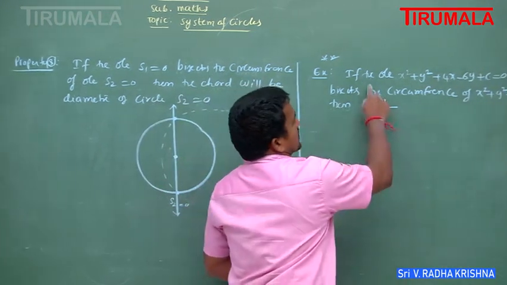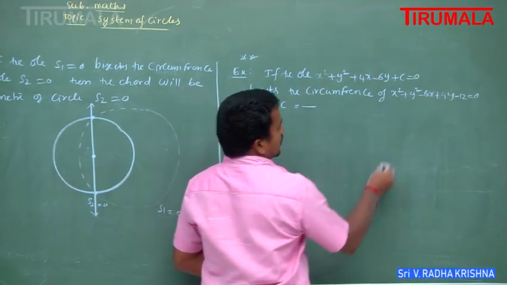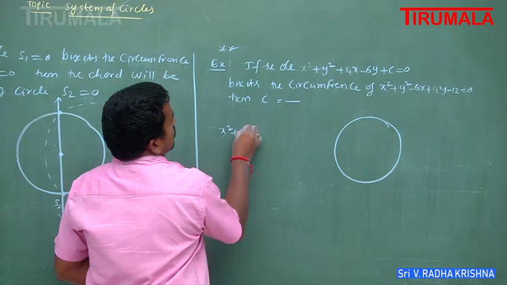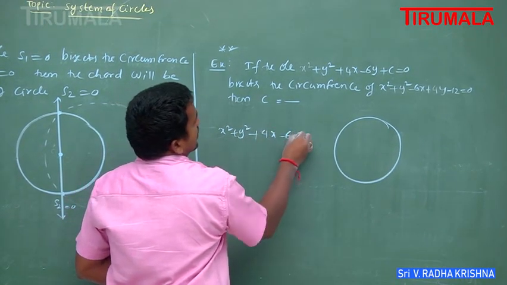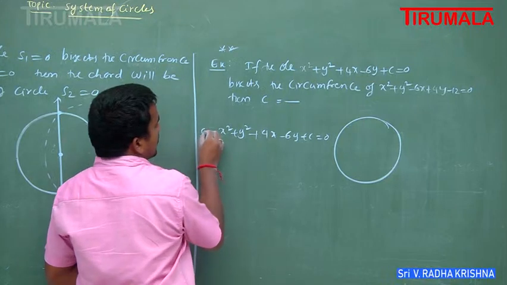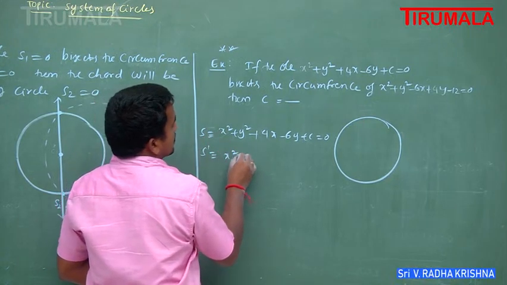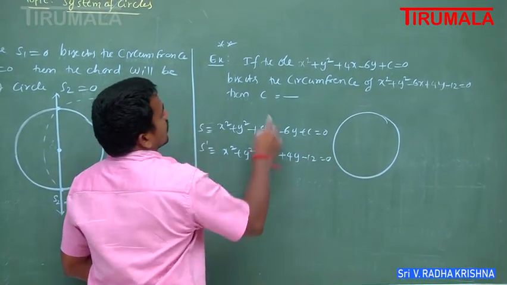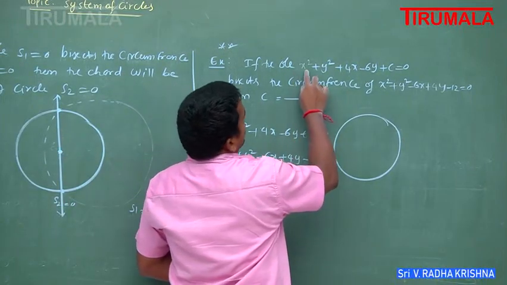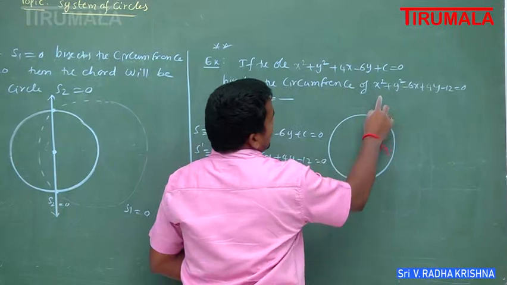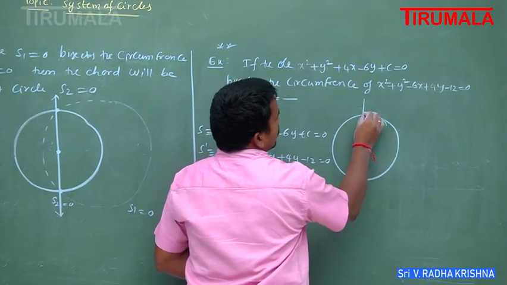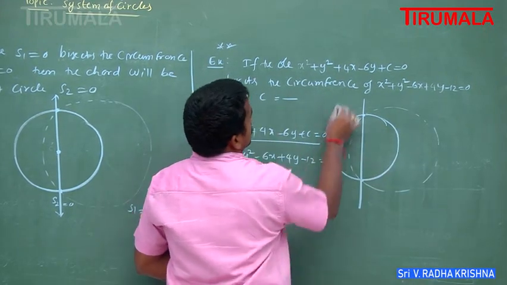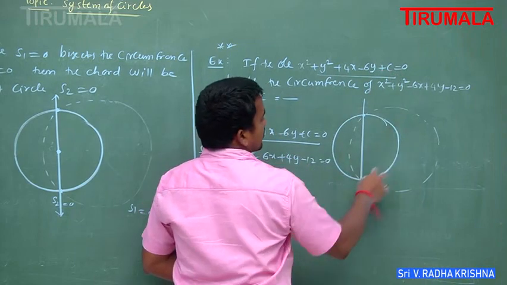For example, the circle bisects the circumference of the given circle. The first circle is x square plus y square plus 4x minus 6y plus c equal to 0; this is the first circle S. The second circle S dash is x square plus y square minus 6x plus 4y minus 12 equal to 0. Find the c value. The first circle bisects the circumference of the second circle.